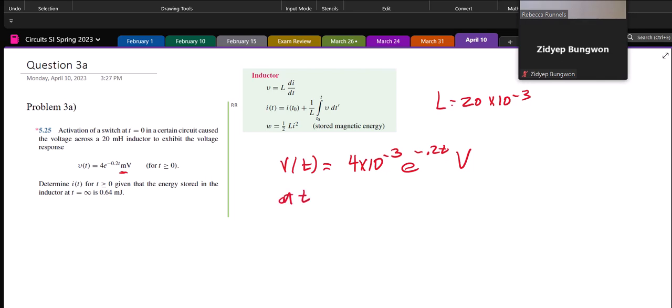So at t equals infinity, the energy, I don't like using W, but they use W, W is 0.64 times 10 to the negative third joules. So that's at infinity. So what we can do with this is, there's two different things we could do first. We could either find what the current is at infinity using this information, or we could find this integral. And I'm going to find the current at infinity first, just because that's the order that I did it.